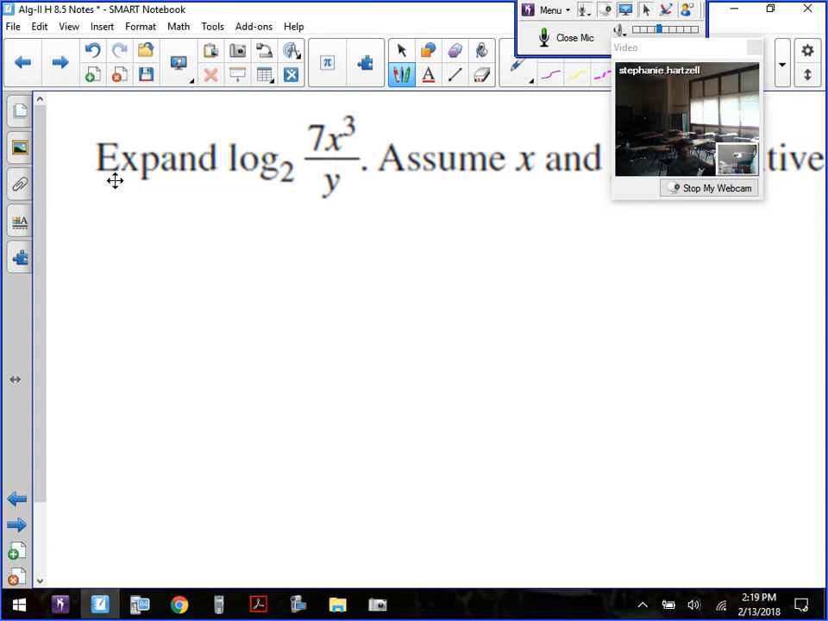Log stands for logarithms. Logarithms are used to solve for variables and exponents. Like we did yesterday, 2 squared is 4, 2 to the 3rd is 8, 2 to the 4th power is 16.